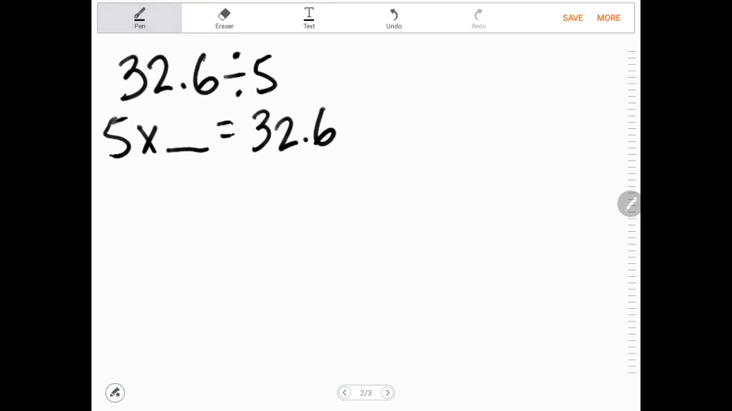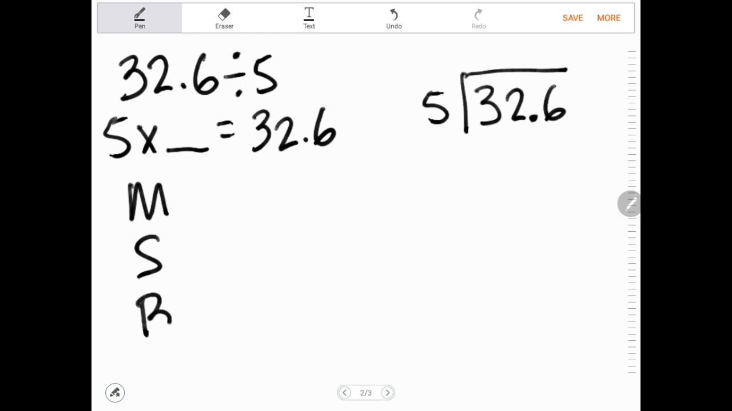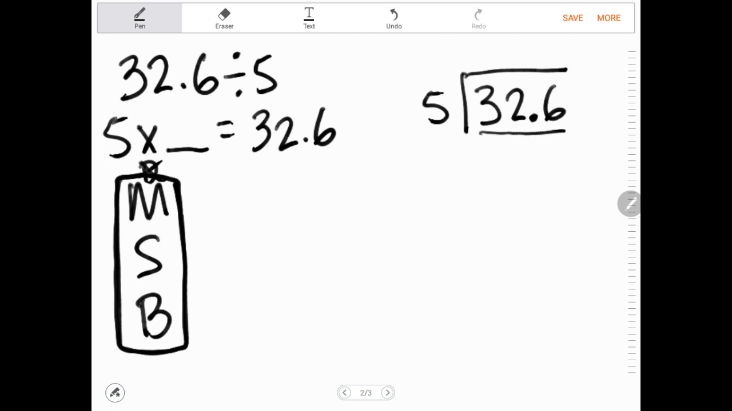Okay, so I'm going to set the problem up, 32 and 6 tenths, and I'm going to divide that by 5. And we talked in the previous video about the algorithm, or the mnemonic device, mother, sister, brother, and there was even the dad, but I don't like to use the D part. I just think of it as 3 steps instead of 4. So I have multiply, subtract, and bring down.